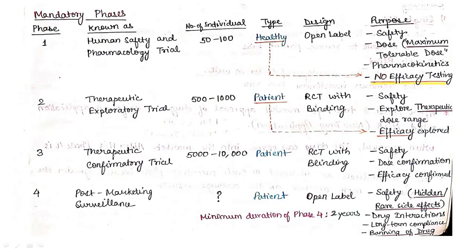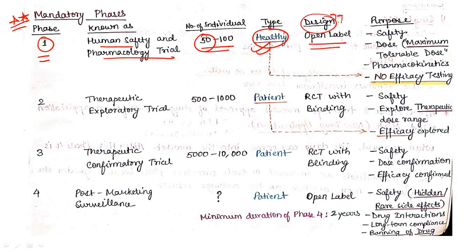Now after this, we are coming to the mandatory phases. So the first one is phase 1, which is also known as human safety and pharmacological trial. Clear? And the number of individuals which we take is 50 to 100, and the type of individuals, they are all healthy individuals, and the design will be open label. What this is, I will discuss later on, don't worry.